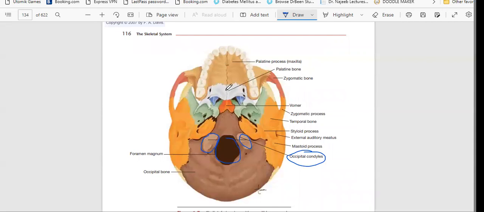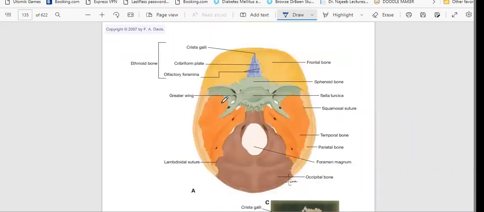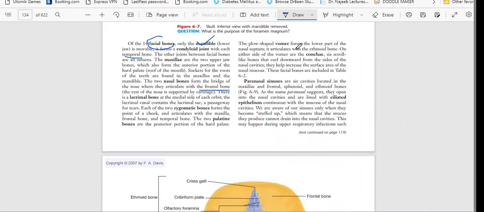This is the palatine process, and we have the palatal bone. This is the palatal bones, and this is called the vomer. Okay, this is called the vomer. You have to remember that. The vomer forms the lower part of the nasal septum.